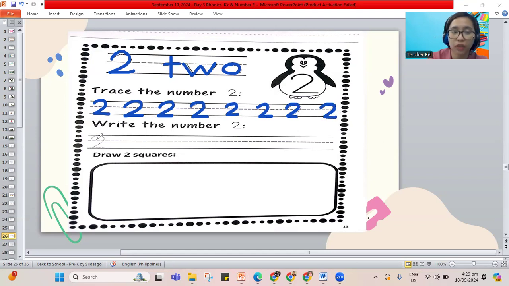What about for writing 2? Again, swan's head down and out.